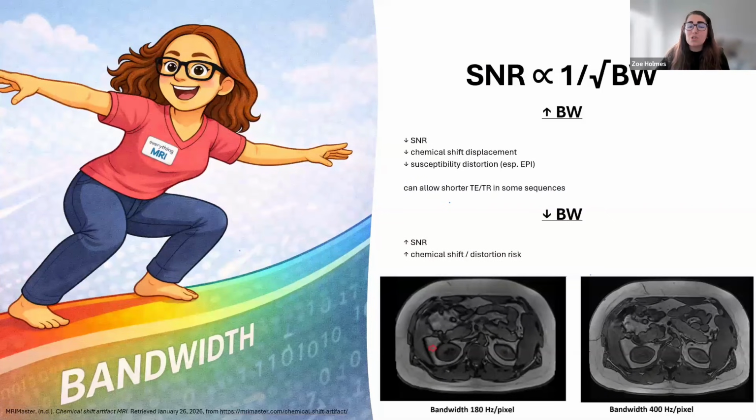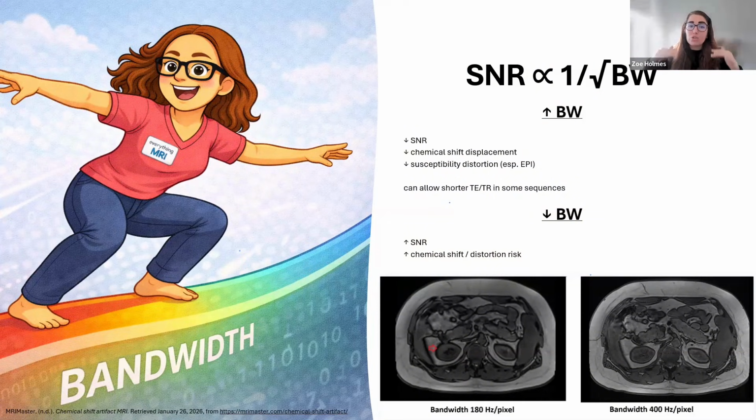So SNR is proportional to 1 over the square root of your bandwidth. It's a classic relationship. When you increase your receiver bandwidth, you increase the noise sampled per unit. So your signal to noise falls when your bandwidth increases. By lowering your bandwidth, you can increase your signal to noise ratio. This isn't a free transaction.